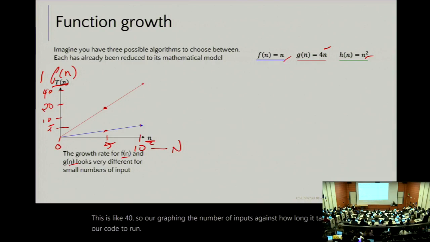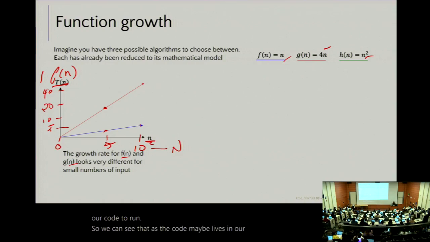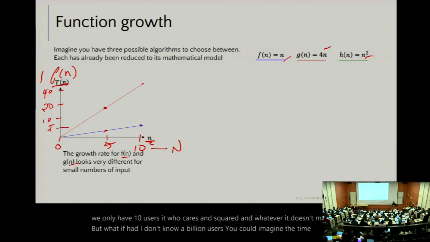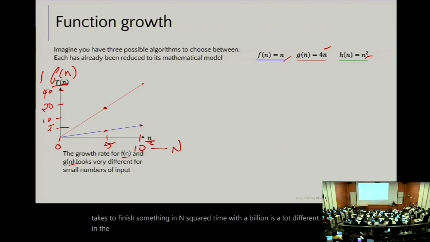So we can see that as the code maybe lives in our ecosystem, maybe n is the number of users in our database that we have to search through to find the username and password that they plugged in. And in the beginning, when we only have 10 users, who cares? N squared, n, whatever, it doesn't matter. But what if we had, I don't know, 1 billion users? You could imagine the time it takes to finish something in n squared time with 1 billion is a lot different than the time it takes to finish something in n with 1 billion.